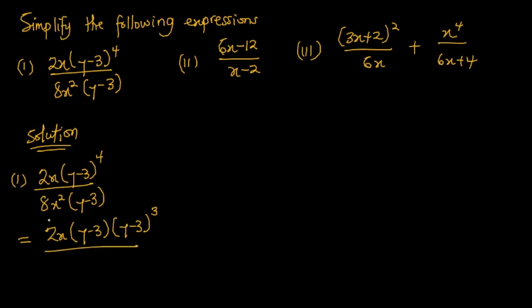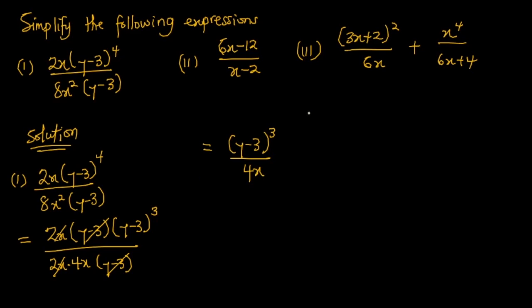Then, divided by the 8x squared I have over here, I can rewrite it as 2x multiplied by 4x. So 2x by 4x will give me 8x squared. Then I have y minus 3 over here. So from here I can see that the 2x can cancel this 2x, y minus 3 will cancel this y minus 3. So I'm left with (y minus 3) cubed at the top, and then at the bottom only 4x. So that becomes my final answer for the first expression.